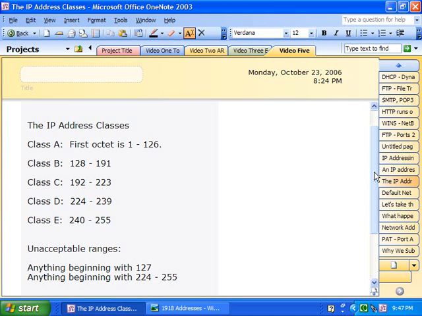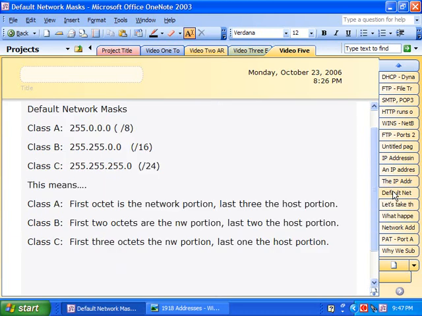Class A, B, and C, those are the acceptable ranges to assign to a host. And they all have different default network masks. And it's that mask that tells you which part of the address is the network portion and which part is the host portion. And these are the default network masks. Class A's is 255.0.0.0, Class B 255.255.0.0, Class C 255.255.255.0.